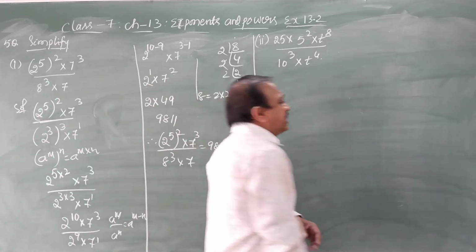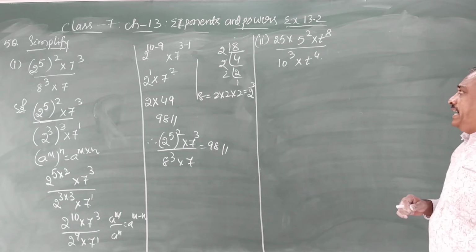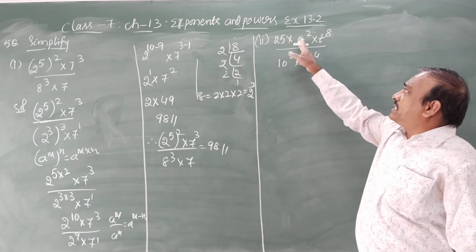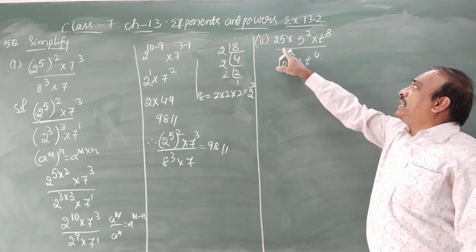Let us see one more question from the same. 25 into 5 to the power 2 into t to the power 8. Look at this: here 5 is there, here t and t. These bases are the same, but here 5, 10, 25.